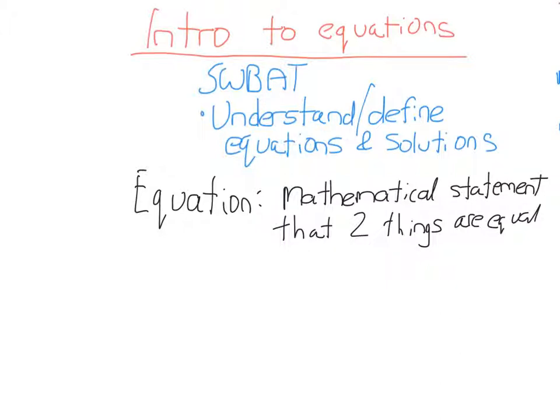The dead giveaway of an equation is an equal sign. So something like this is an equation. It has an equal sign. It's a statement. Now for our purpose, a statement is just something, information, that can be true or false.